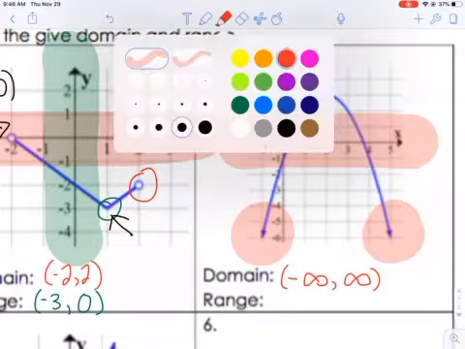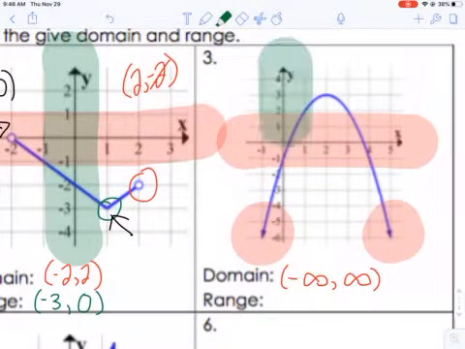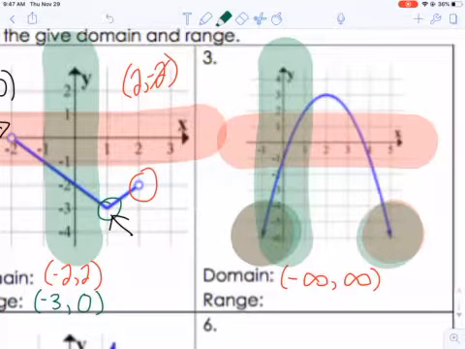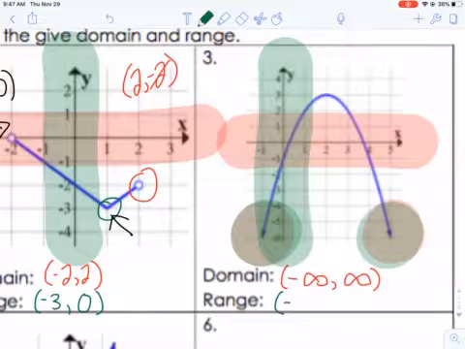Now, if we went to the range, going up and down here, okay? Let's take a look at our lowest value. We've got two places here. We've got arrows going down. So that means that the lowest possible value, we can't see it on here because it just goes on forever. So that would be negative infinity.